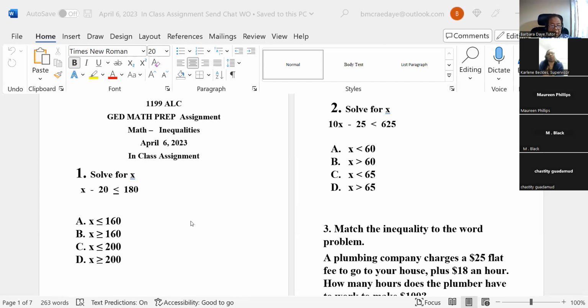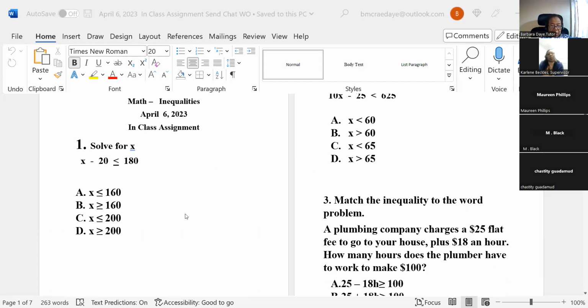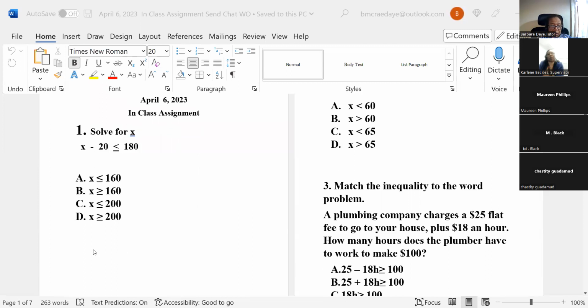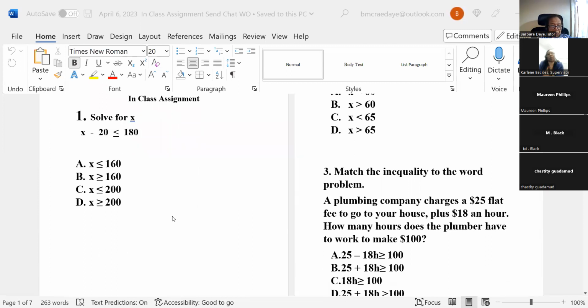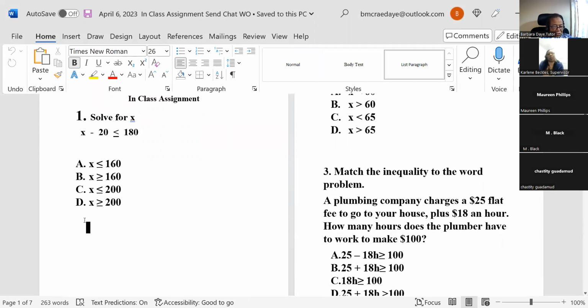Okay, let's look at the problems, all right? Mercedes, what did you put for number one? I put D. But why did you reverse the inequality? Oh Lord, the sign. No dividing, no multiplying. All you had to do was add the 20 and get 200 and leave the sign the same. It's answer C.